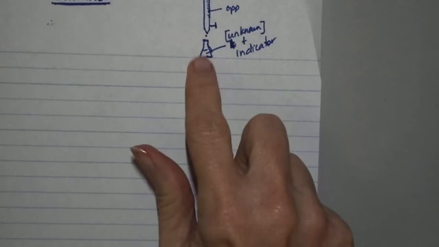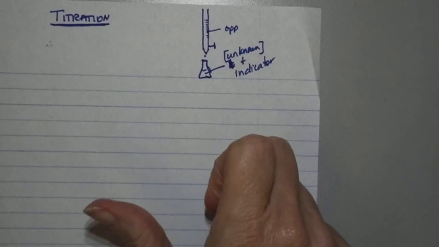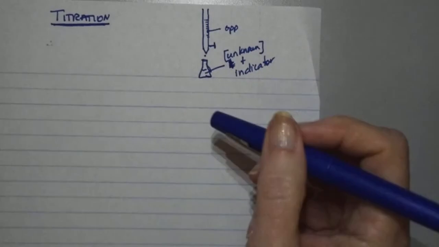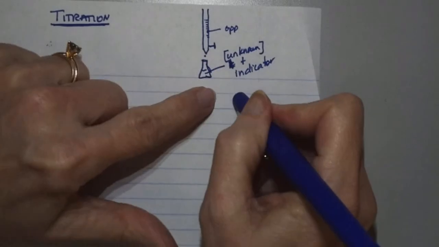So that's why we use those indicators. The indicators are really incredibly useful because it tells us what's happening. If we choose the right indicator, then we're going to know pretty close to when we get equal numbers of moles. Because when we get equal numbers of moles, that's where the color changes. But you have to get the right indicator.